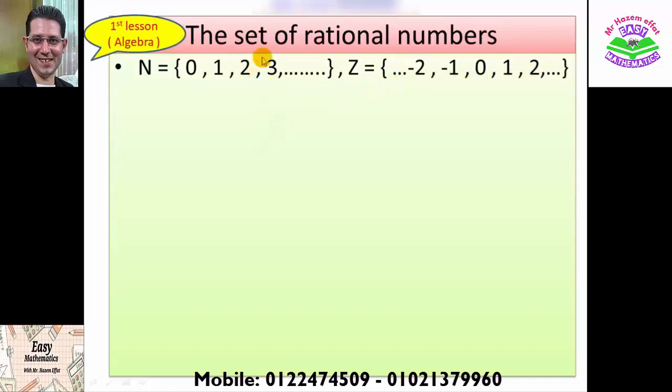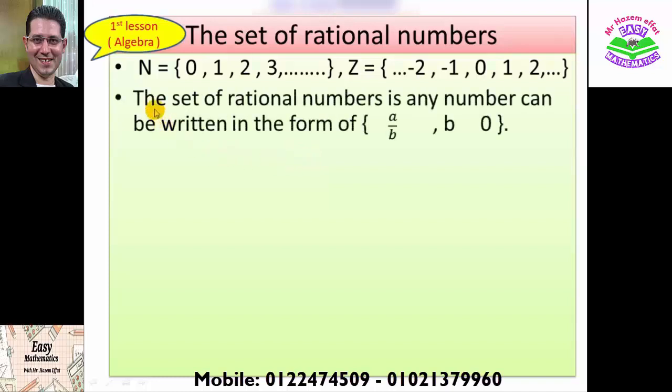Today, what about the new set, rational numbers? To write it, we must know its definition, which is: any number that can be written in the form A over B. What is the meaning of the form A over B? I mean here a fraction. Any number we can put in fraction form is called a rational number.